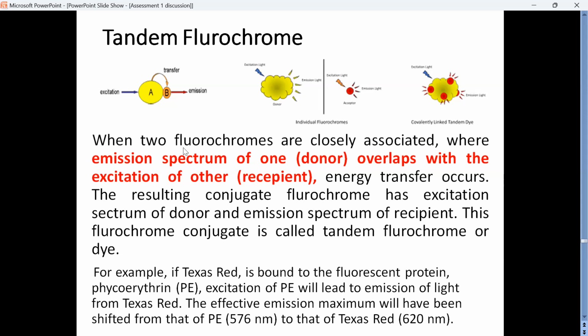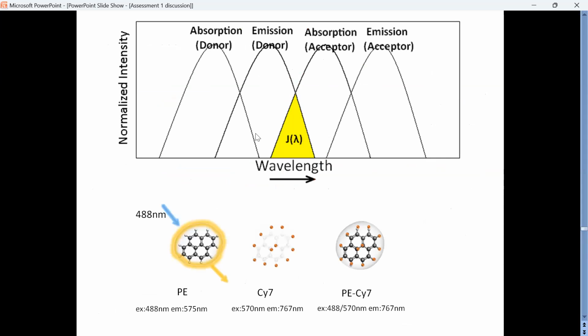So you have the excitation spectrum of the donor or parent fluorochrome, and this is the emission spectrum of the donor fluorochrome. This is the excitation of the recipient fluorochrome and this is the emission of the recipient fluorochrome. Now for a tandem fluorochrome to function, you need to have this overlap. That is, the emission spectrum of the donor should overlap with the excitation or absorption spectrum of the recipient. Then only will the energy transfer happen and you will get an emission signal from the recipient fluorochrome.